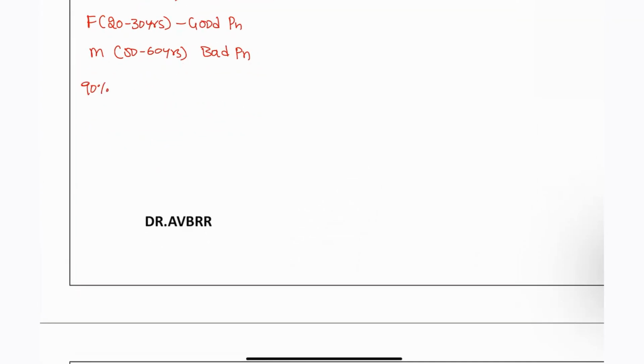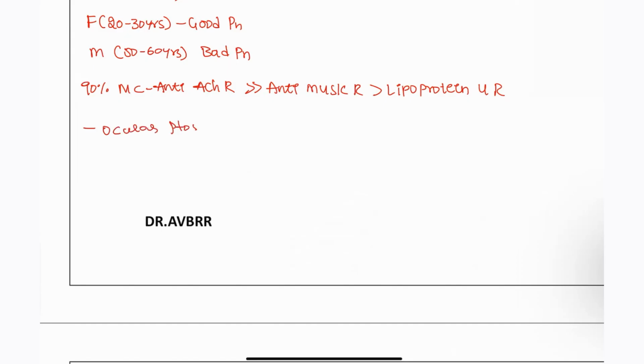Next, what are the important antibodies in myasthenia gravis? In 90% of cases, anti-ACh receptor antibodies are involved, followed by 50% anti-MuSK antibodies, and very rarely lipoprotein 4R is involved here. Next, symptoms. The first symptom will be ocular ptosis, and over time it can involve all facial muscles also.